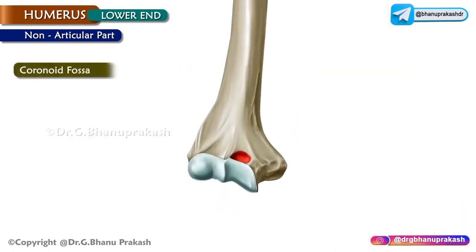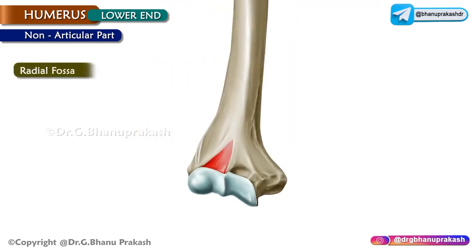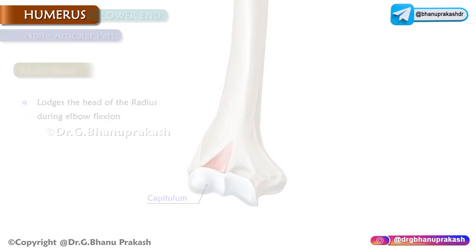Coronoid fossa. It is a small depression situated just above the trochlea. It lodges the anterior margin of the coronoid process of the ulna during elbow flexion. Radial fossa. It is a very small depression lying lateral to the coronoid fossa and above the capitulum. It lodges the head of the radius during elbow flexion.